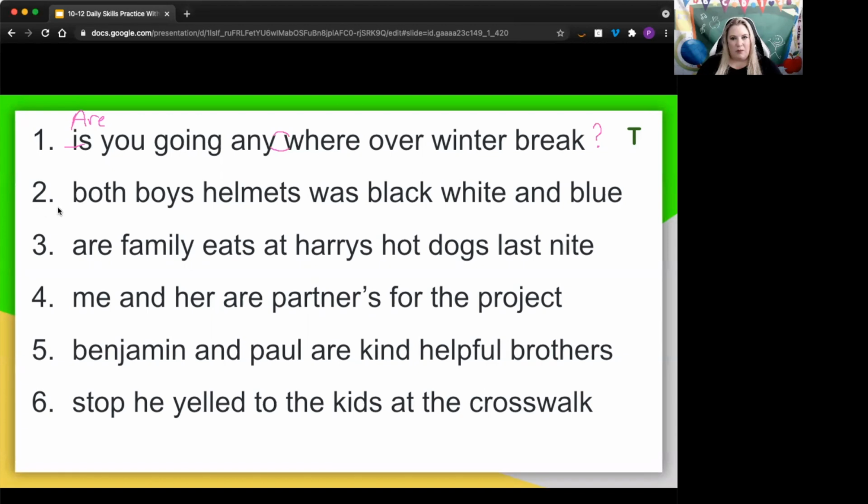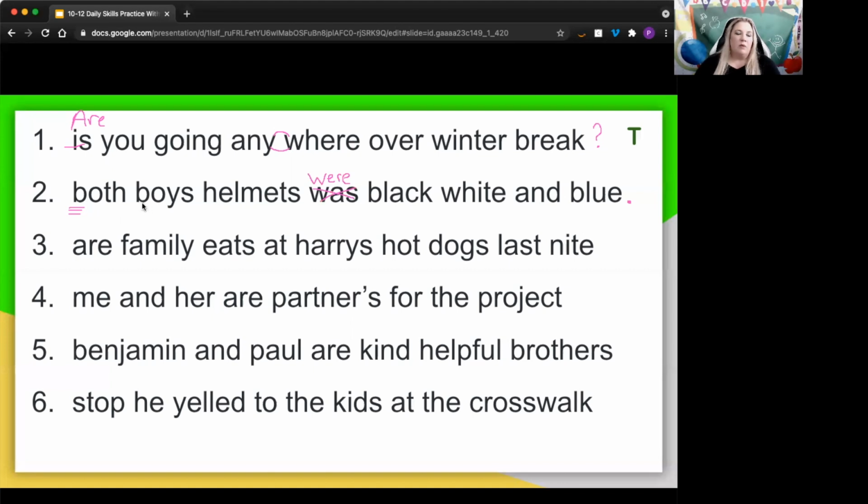Both boys' helmets was black, white, and blue. All right, sounds like a sentence. It just needs a period at the end. Let's capitalize the first word. Well, if it's helmets, we need to make this verb agree. It should be were. Helmets were black, white, and blue. And the helmets belong to the boys.